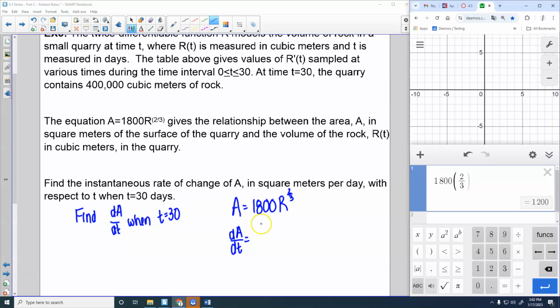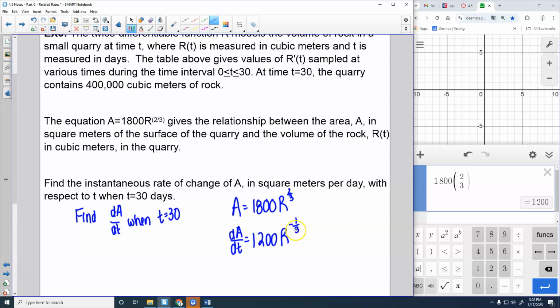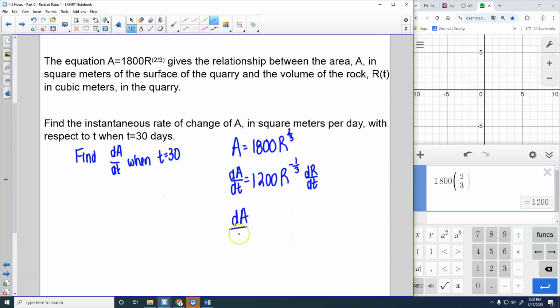This would be a calculator active problem. 1200 R to the negative 1/3 times dr/dt. Now, the problem is that they told us t equals 30 days. So we're plugging in a t, but does this equation have any t's to plug in? It does not. So what we need to know is that if dA/dt is what we're looking for, we're not replacing it.